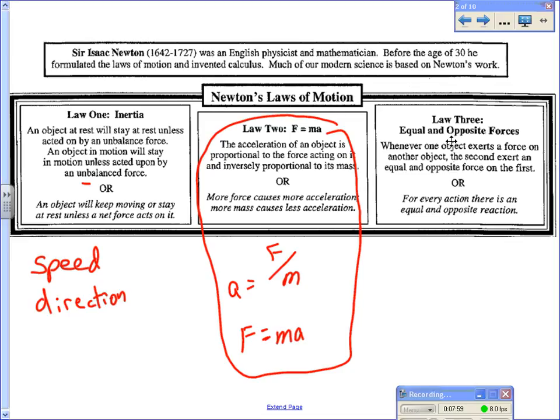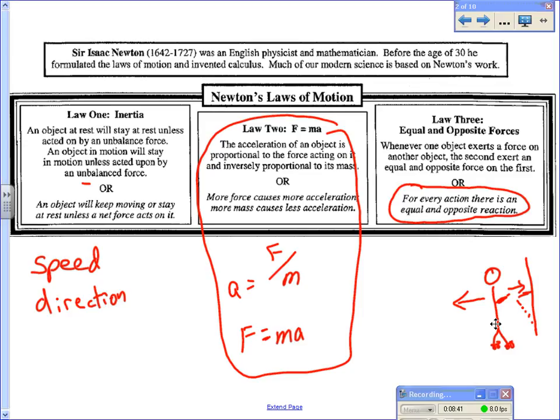Law number 3, equal and opposite forces. So this is the fun one, and you see it, and it's one of those we also don't believe. So you've got a railing, and you're on roller skates. A lot of us have gone to roller skating rinks, and you get the roller skates. If you push against the wall, it doesn't really move because it's so stable, but you roll back the other way. We know that. Well, Newton's third law says whenever one object exerts a force on another object, the second exerts an equal and opposite force on the first. Or, for every action, there's an equal and opposite reaction. I can't push against the wall without the wall pushing back against me.